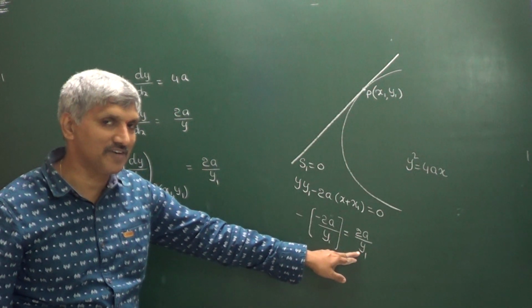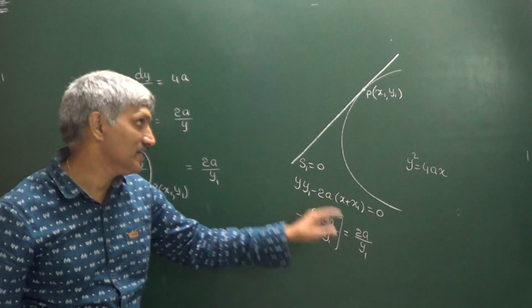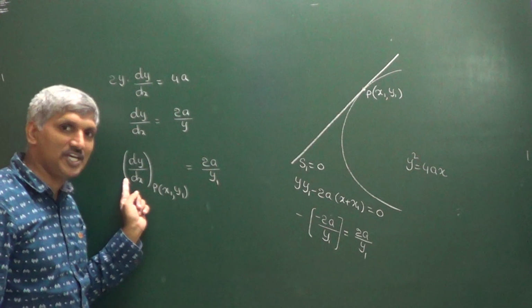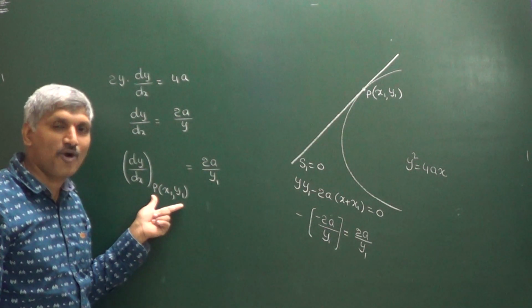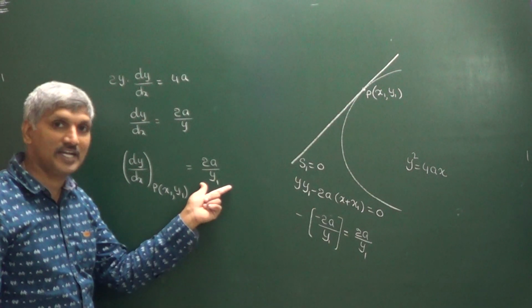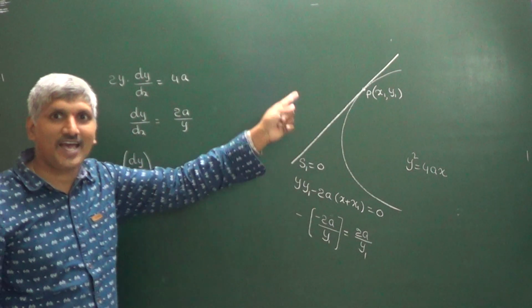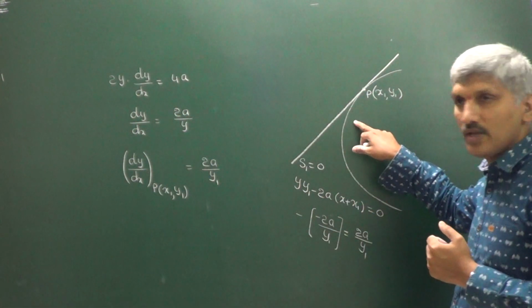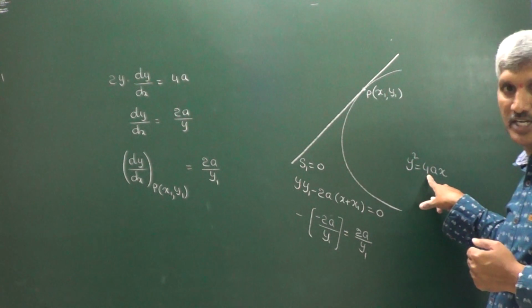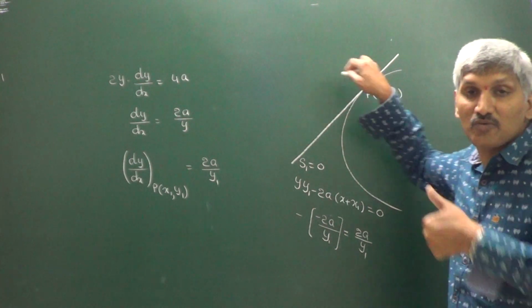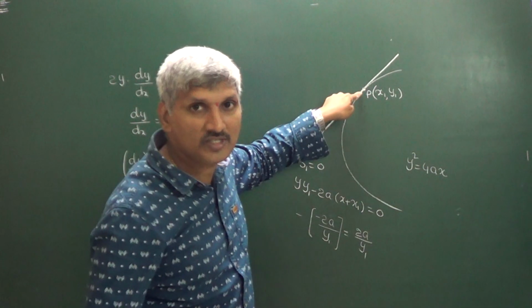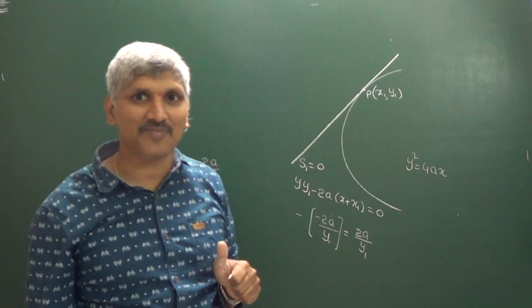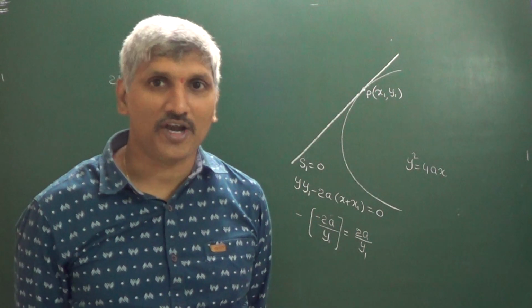What is 2a by y1? It is nothing but the tangent slope. Differentiation of the given curve at the point P(x1, y1) gives us the slope of this line, and this line is nothing but the tangent. That means for any curve, if we differentiate at a point, then at that point we are drawing a tangent, and that tangent slope is given by the differentiation at that point, right?